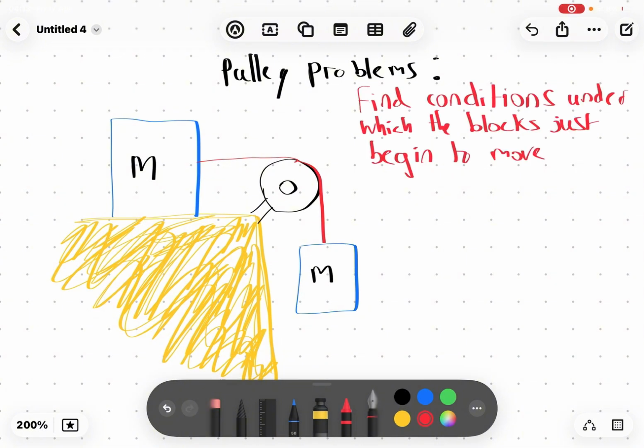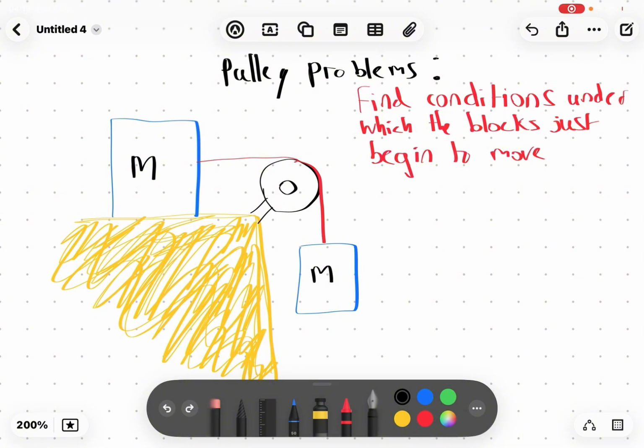So we need to find the conditions when the blocks just begin to move, like this one goes down and this one goes to the right. So let's break it down. In the question there's no actual question altogether. We get information step by step.